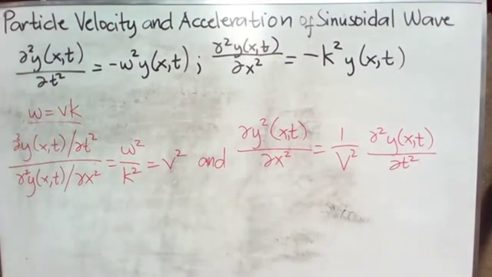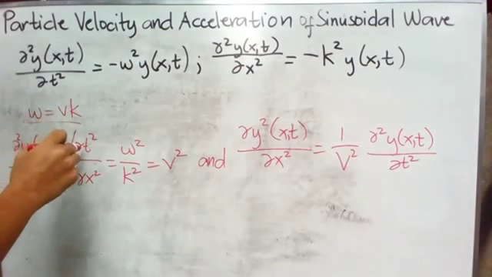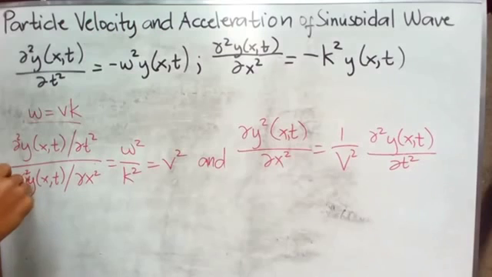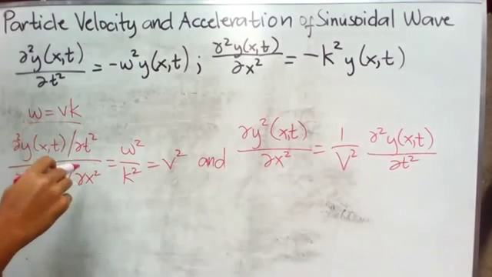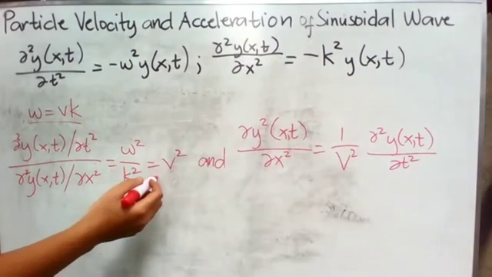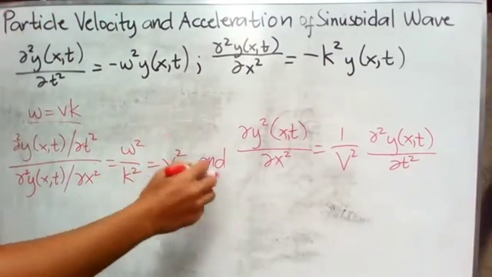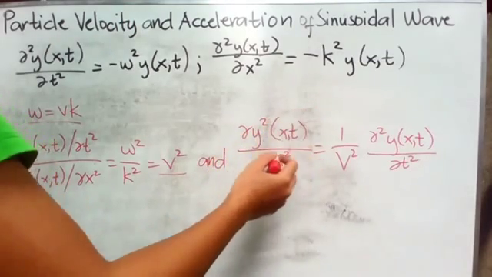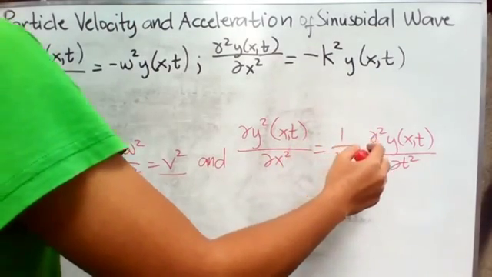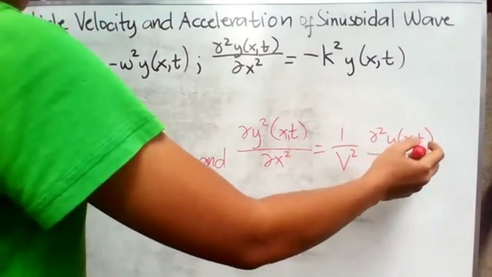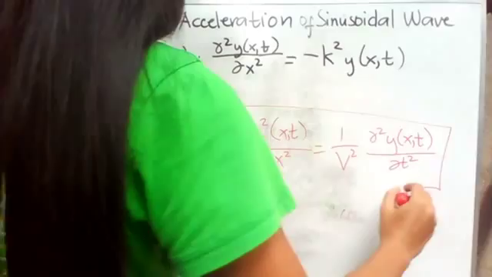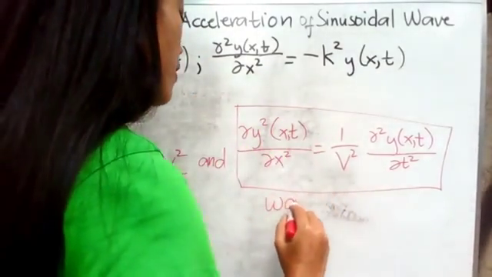So we can say that the second derivative of y with respect to time divided by the second derivative of y with respect to x gives omega squared divided by k squared, which is equivalent to our wave speed squared. So the second derivative of y with respect to x is equal to 1 over v squared times the second derivative of y with respect to time. This will be our wave equation.